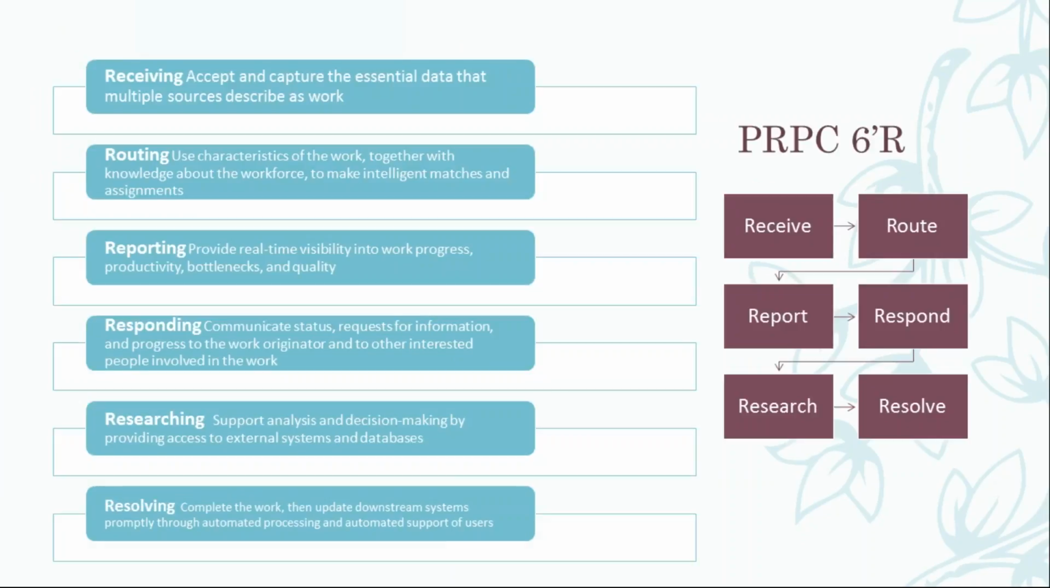So the concept of how Pega achieves any business process work is with these 6 R's. Okay, so these are receive, route, report, respond, research, and resolve. If you take any business scenario, say a hospital, when we go to the hospital, we provide our details: what the medical symptoms are, and whether there is any previous medical history.